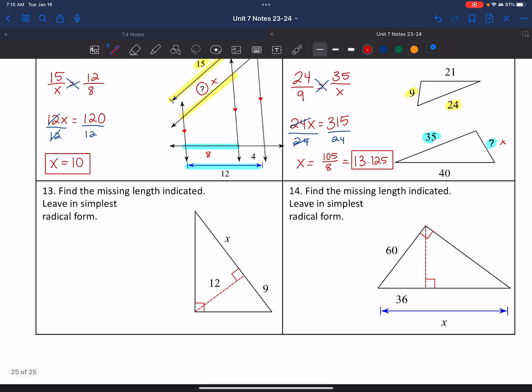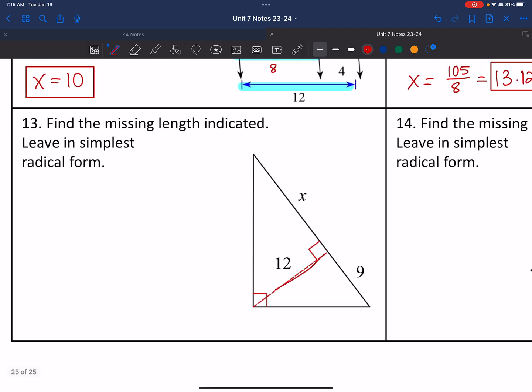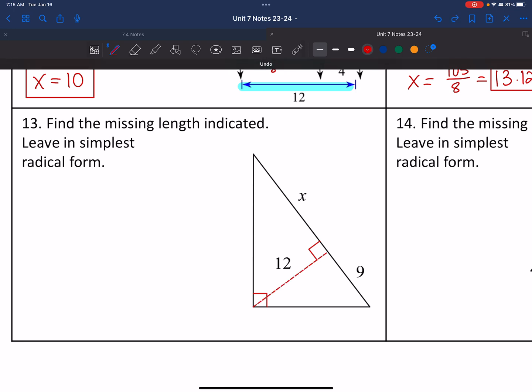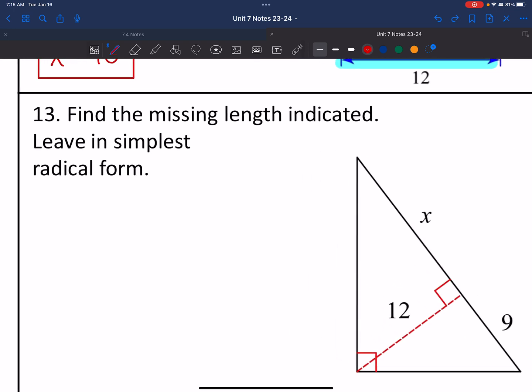Number 13, find the missing length indicated, leave in simplest radical form. So we've got a set of three similar right triangles. Anytime you have something like this where it gives you an altitude, you're going to want to redraw each of your triangles individually. So we've got a big triangle, a medium-sized triangle, and a small-sized triangle.